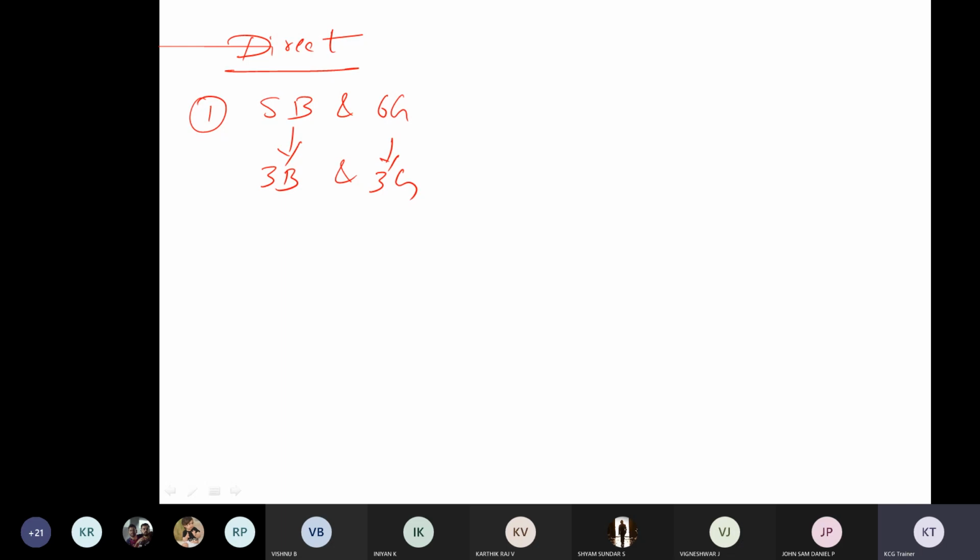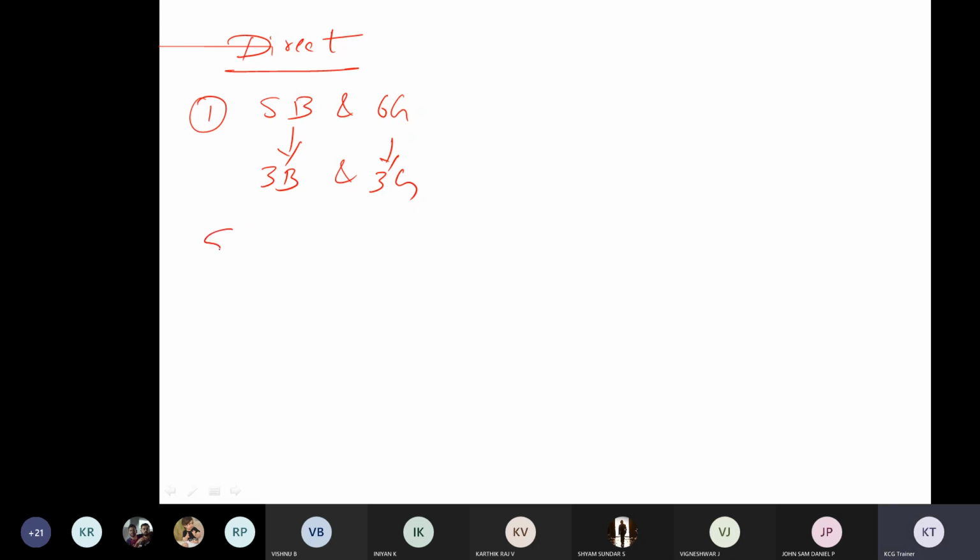Here there are 5 boys and 6 girls, which is known to us. So we already know that there are 5 boys and 6 girls, and out of that we have to select 3 boys and 3 girls. Such kinds of questions are called direct selection.